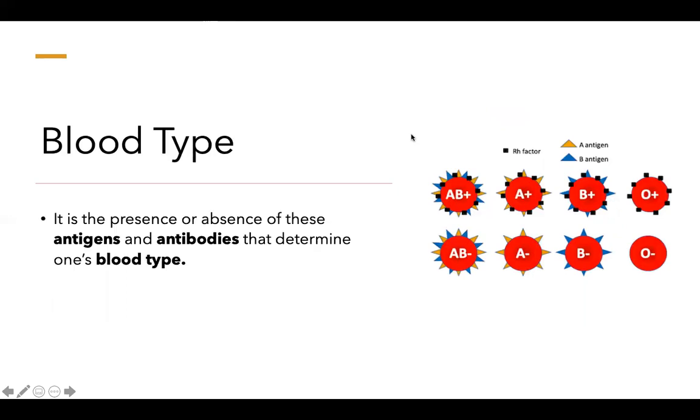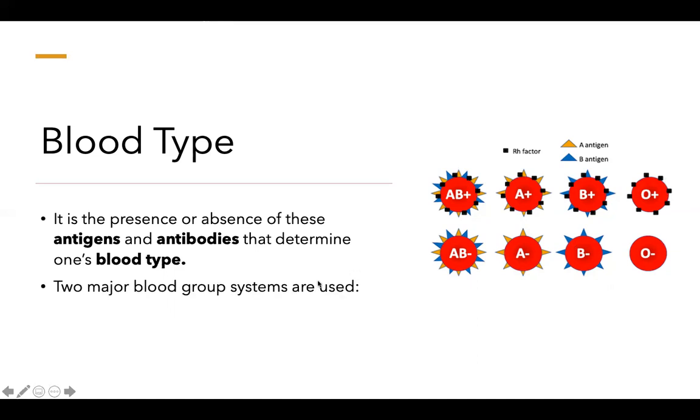So your blood type is determined by the presence or absence of these antigens and antibodies that are in your blood. So you may have heard of blood types before, but you can have blood type A, where you're going to have the A antigen on the outside of your red blood cell. You can have blood type B, where you have the B antigen on the outside of your red blood cell. Blood type AB, you have both antigens. And then blood type O, you have neither.